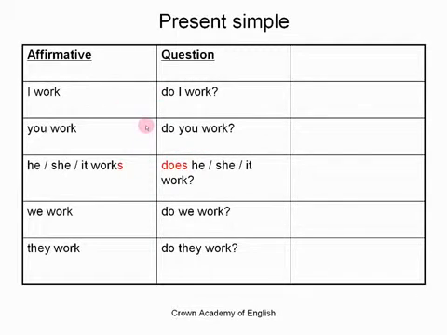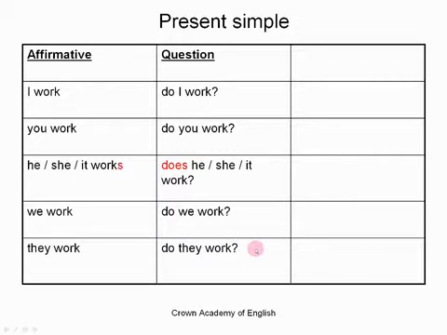Then the we form is the same. It's simply we add the word do to the beginning of the sentence. So we go to do we work, and then the they form is do they work. So we go from they work becomes do they work. Okay, and obviously in all of these examples, when you're writing it, you put the question mark. This is what we call the question mark at the end of the sentence to show that we are asking a question.